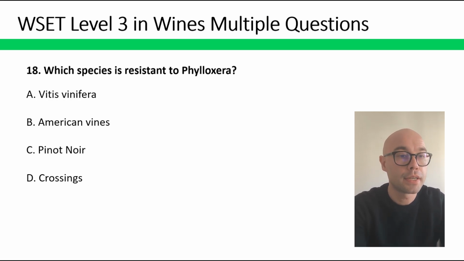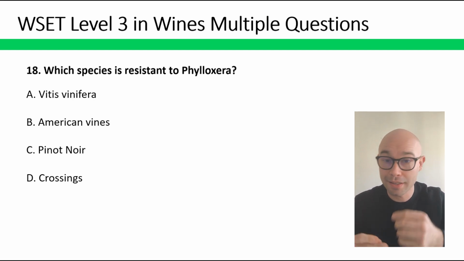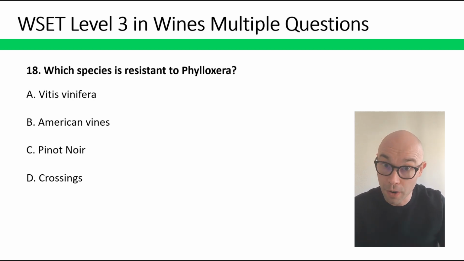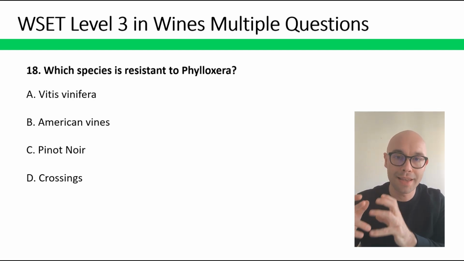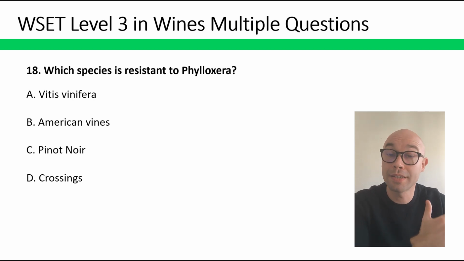Which species is resistant to phylloxera? Vitis vinifera, American vines, Pinot Noir, crossing. The correct answer is B, American vines. They are resistant to phylloxera. Like we said in the beginning, they don't taste good in a wine, but the root system is used because it's resistant to phylloxera.